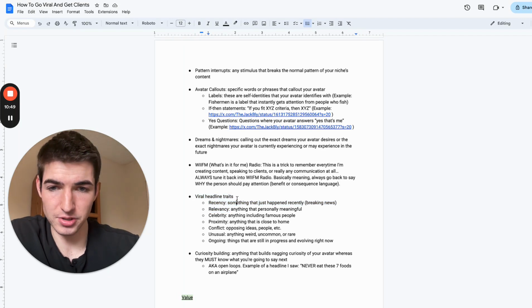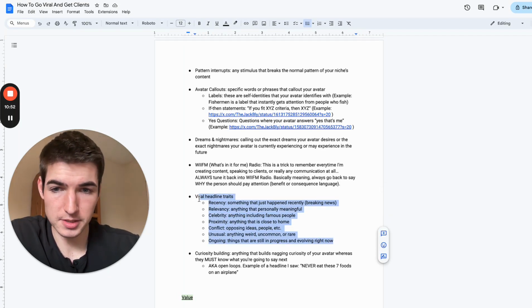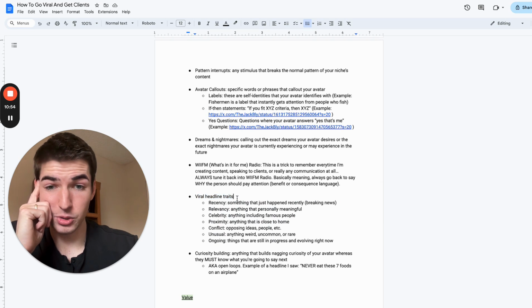And then some viral headline traits. This is swiped from Alex Hormozi's book, by the way, $100 Million Leads. Definitely read it if you haven't already.